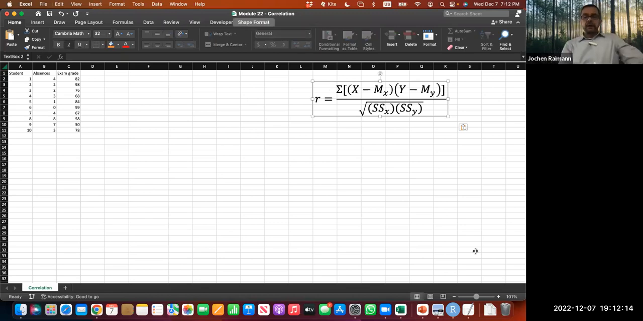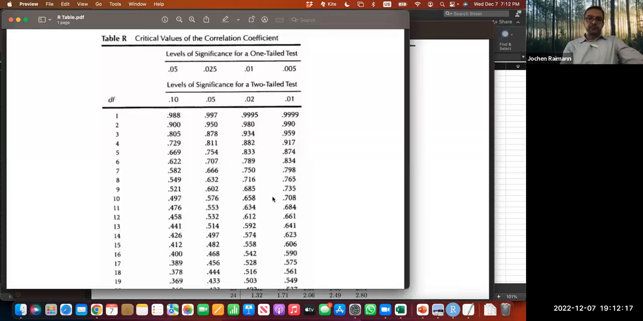Okay, our R-score table is essentially determined by the degrees of freedom. Degrees of freedom is n, the sample size, minus the number of variables, so this is 2 in a simple correlation. So 10 minus 2 is 8. 8 at the significance level of 5% corresponds here with an R-score of 0.632. 0.632 is our significance level. So if it exceeds 0.632, we know we have a significant correlation.